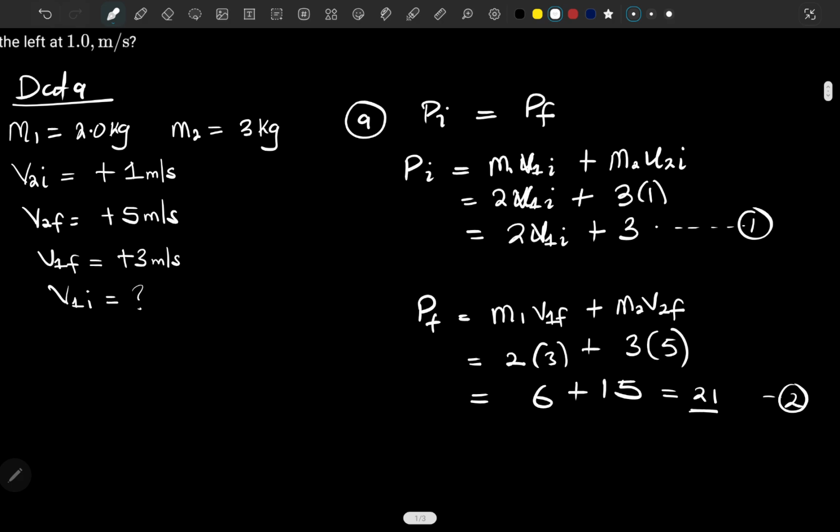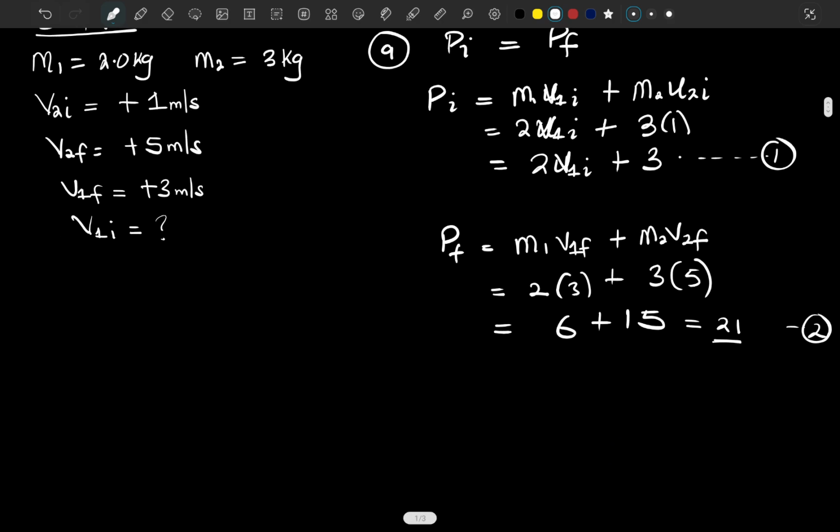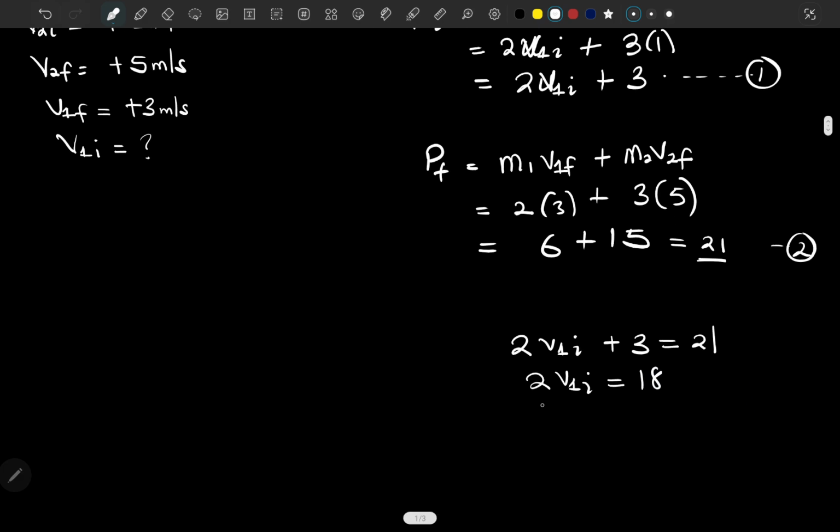And remember, by the conservation of linear momentum, initial momentum should be equal to final momentum, as I wrote there. Meaning our 2v1i plus 3 should be equal to 21. So 2v1i is 21 minus 3, which will give us 18. So you divide by 2, you get v1 initial as 9 meters per second. That's all.